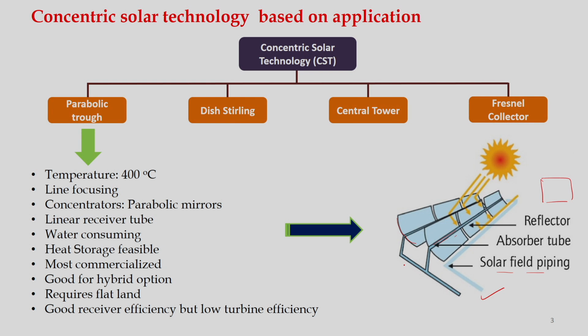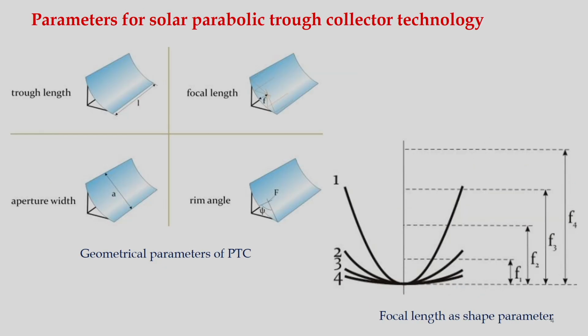Okay, we can hybridize with other technologies, but it requires flat surfaces, or flat land, so that the radiation can be focused to a particular focal point on that particular surface. And it has a good receiver efficiency, but low turbine efficiency in this kind of arrangement. Let us study more on it.